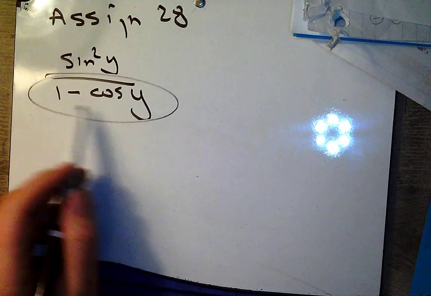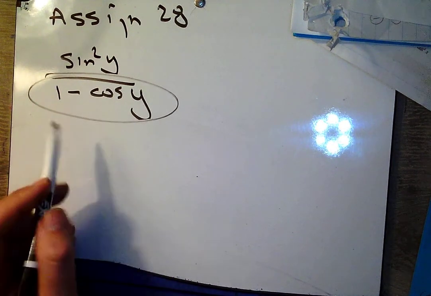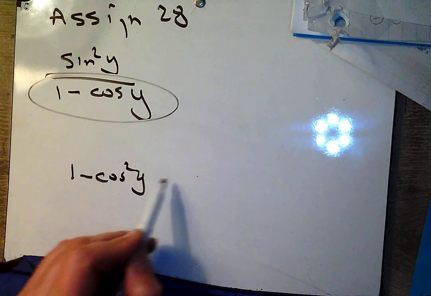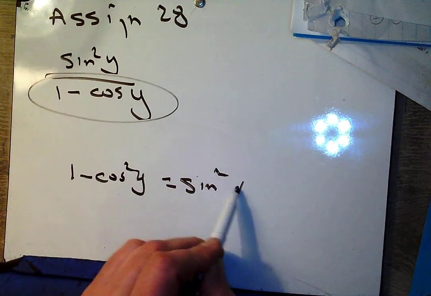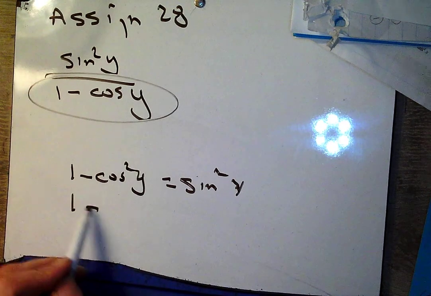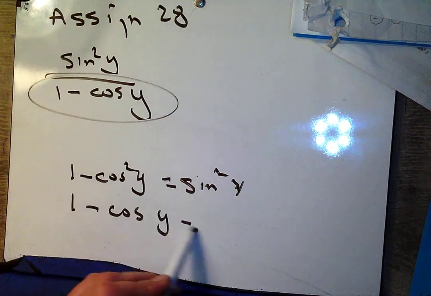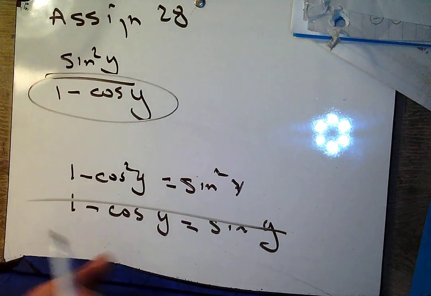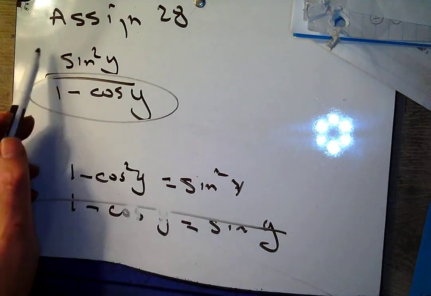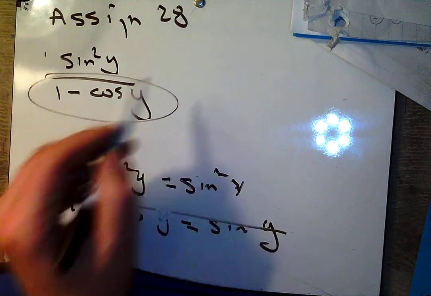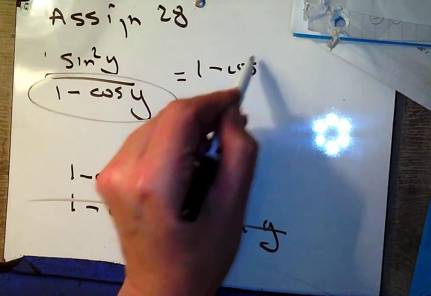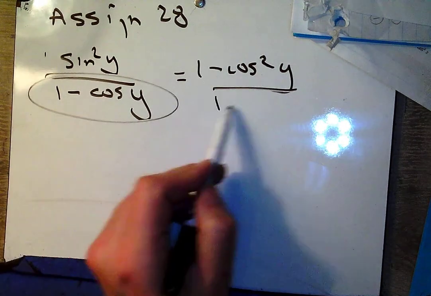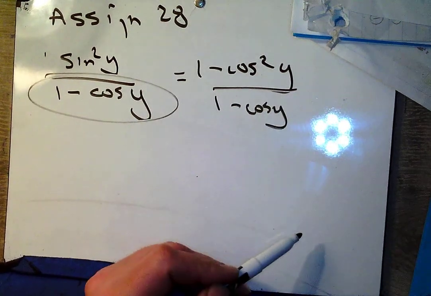No, that's not sine y. Remember, it is true that 1 minus cosine squared y would equal sine squared y. It is not true that 1 minus cosine y equals sine y. That is not true. No, no, no. Yes. So I could turn this into 1 minus cosine squared, and that's all over 1 minus cosine y.